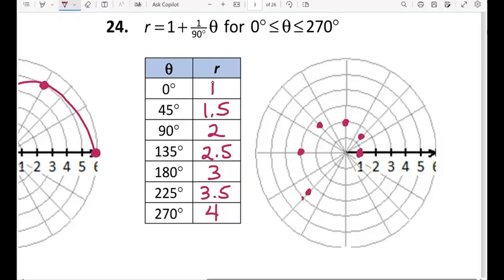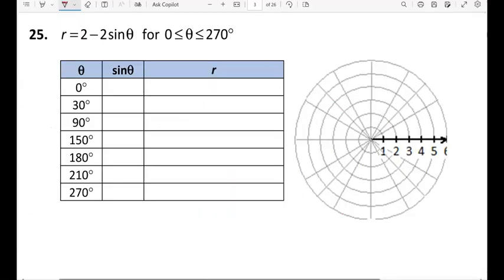And at 270, the radius is 4. We're only going from 0 degrees to 270 degrees, so when we connect those, we get a nice little spiral. For number 25, we have a little bit of help with our theta values from 0 to 270, and we can find the sine values first.